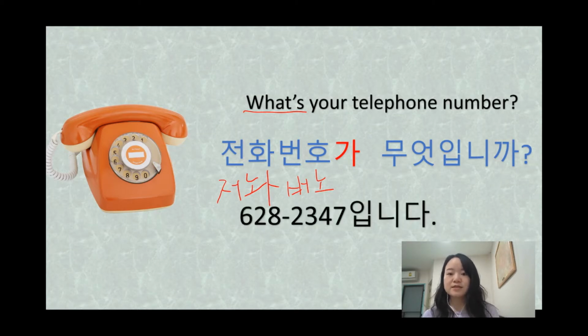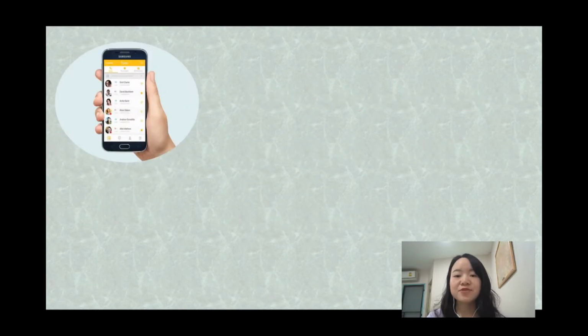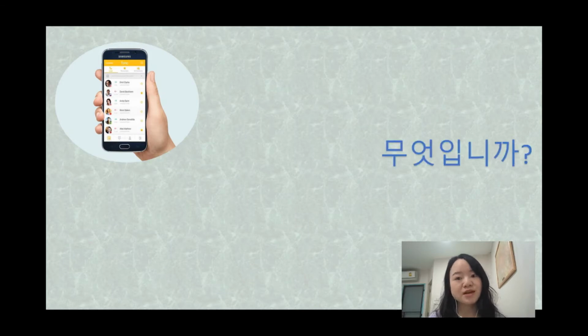Like this. So it's 6, 2, 8, 2, 3, 4, 7입니다. Okay, one more time. 전화번호가 무엇입니까? 628-2347입니다. This is telephone number, 전화번호. Okay, move on. This is mobile phone number. Same. 무엇입니까? Mobile phone, 핸드폰, number, 번호.